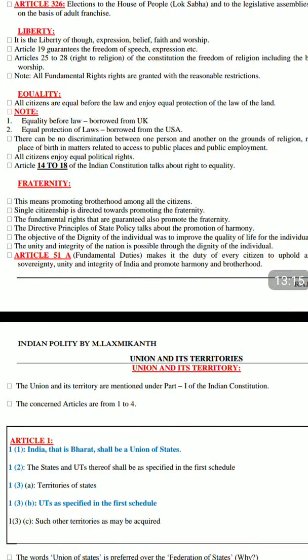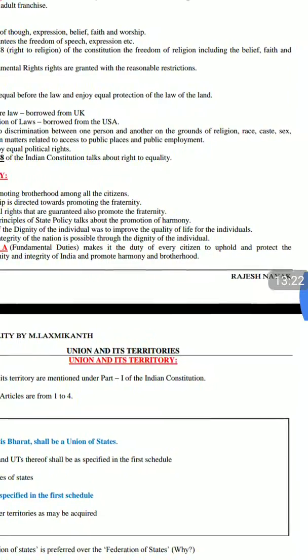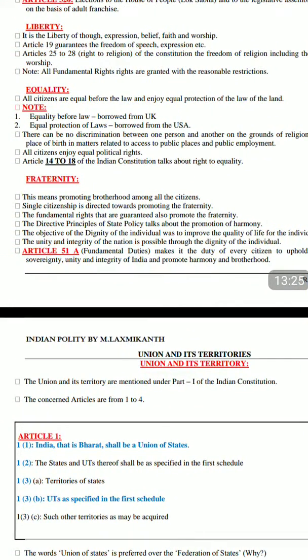Fraternity means promoting brotherhood among the citizens. Article 51A, the fundamental duties, makes it the duty of every citizen to uphold and protect the sovereignty, unity, and integrity of India and promote harmony and brotherhood.